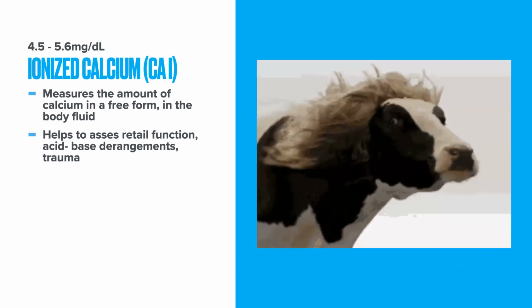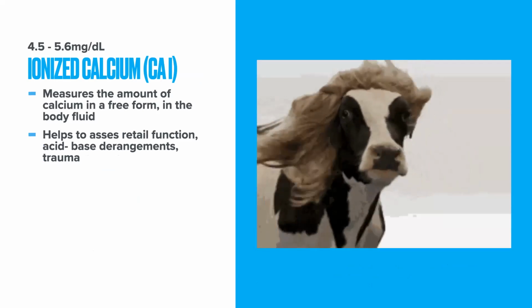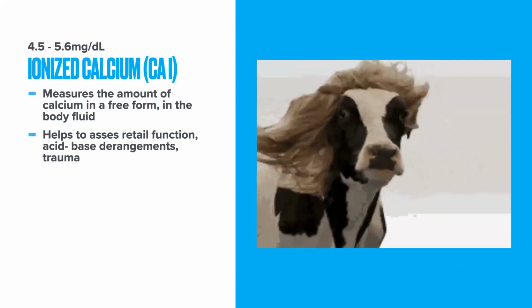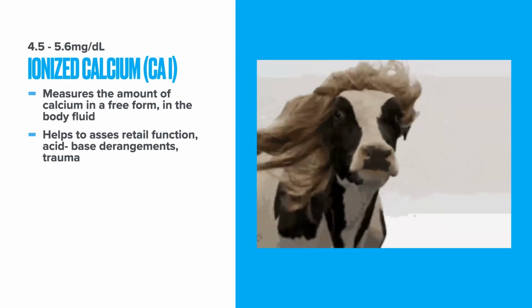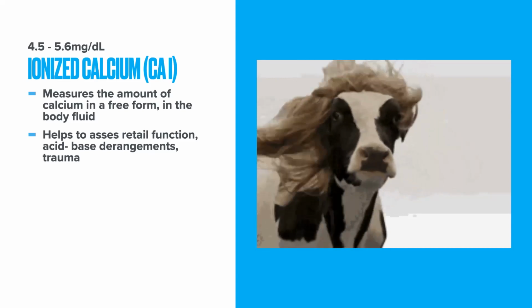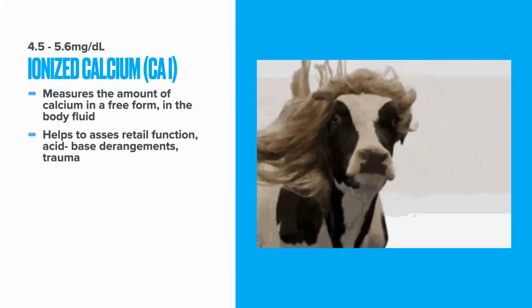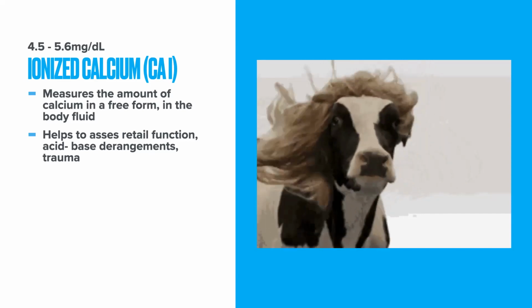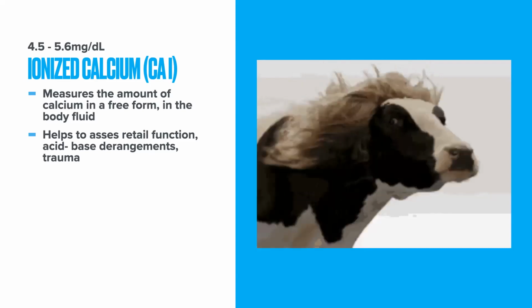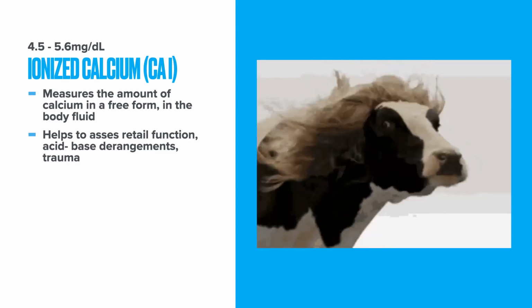Ionized calcium, again, is different than total calcium. It's approximately 4.5 to 5.6 milligrams per deciliter, and it's measuring the amount of calcium in free form in the bodily fluid, about 45%. It helps to assess renal function, acid-base derangements, and trauma.